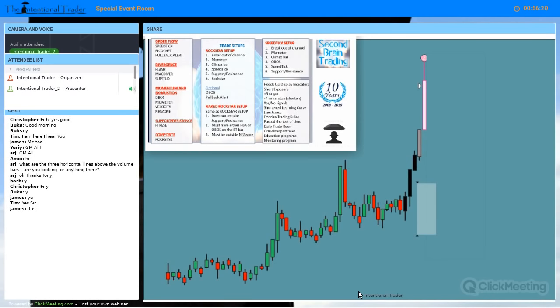I thought I had a support and resistance line here. I'll make one. All right, we're going to use that line for our support and resistance.